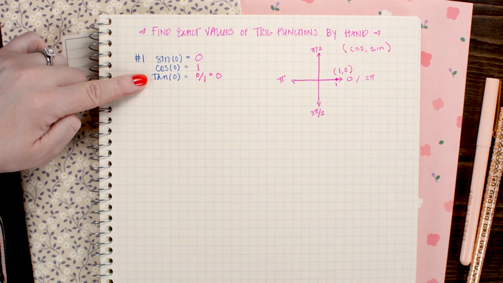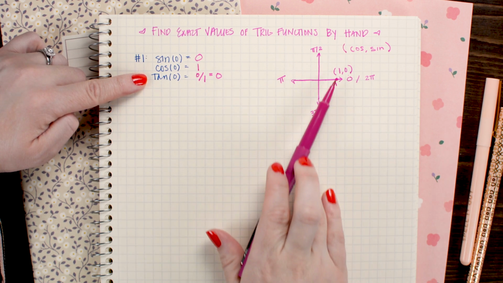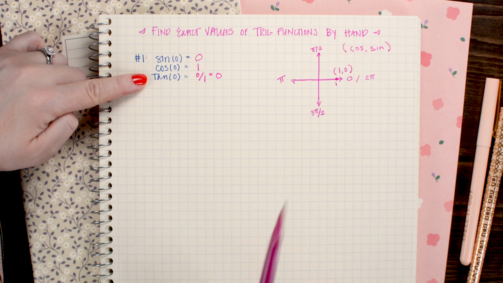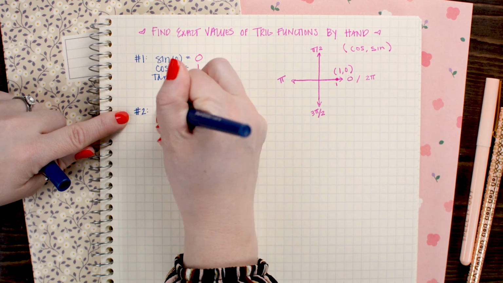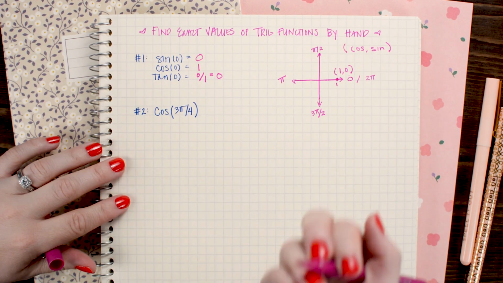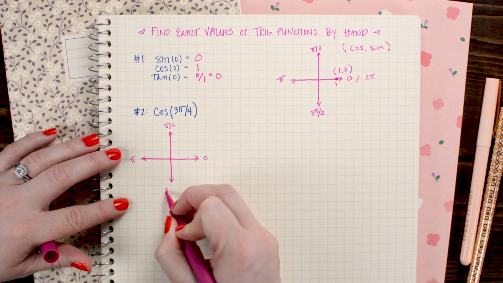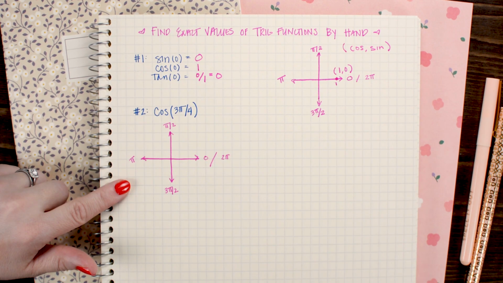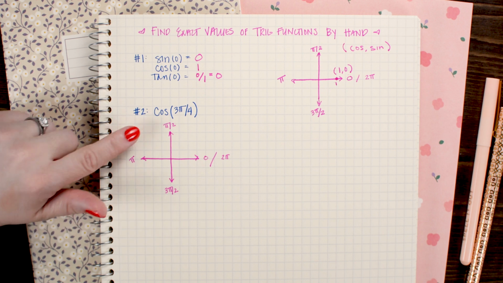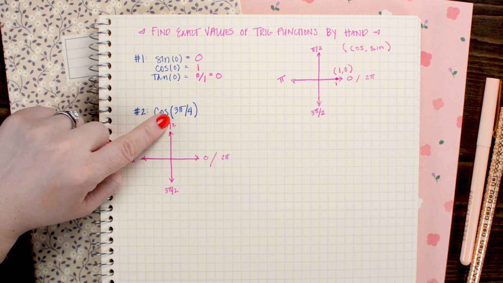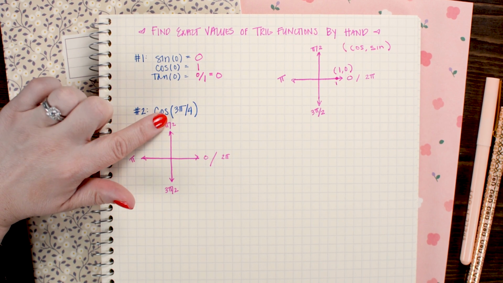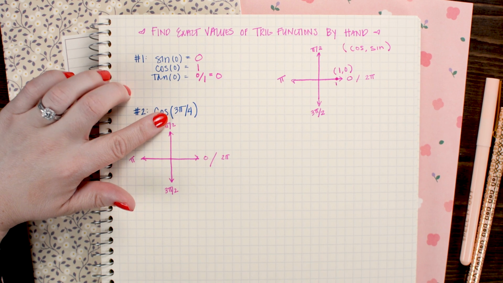All right, so now let's take a look at a slightly more difficult one that doesn't fall on one of the nice axes here. Let's go ahead and evaluate the cosine of 3 pi over 4. Next, we are going to find the radian measure that we want to evaluate. So in this problem, we want to evaluate 3 pi over 4.